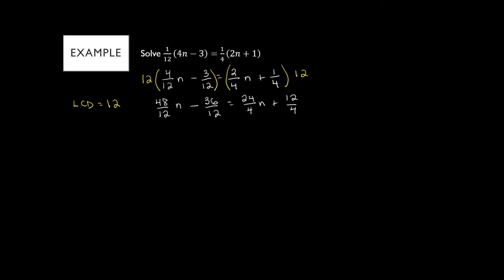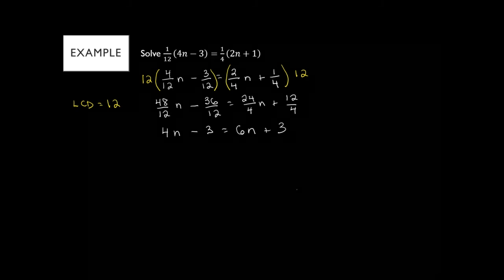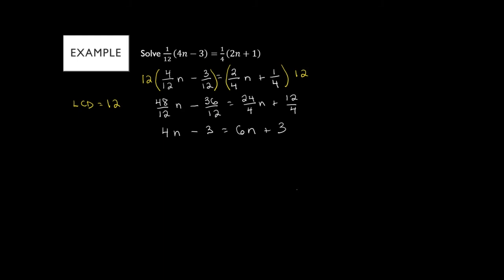So now I have all of these fractions that I can divide. So 48 divided by 12 is 4. Yep, that's 4. And 36 divided by 12 is 3. 24 divided by 4 is 6. We get 6n. 12 divided by 4 is 3. So we end up with 4n minus 3 equals 6n plus 3.